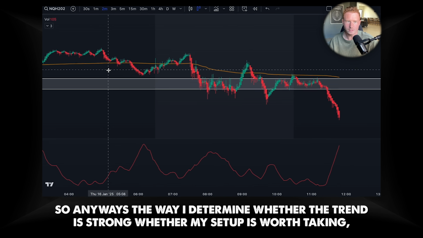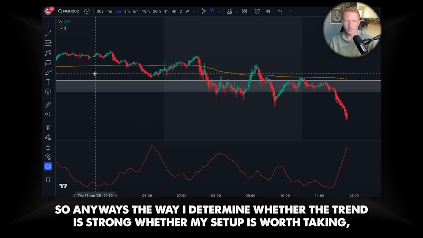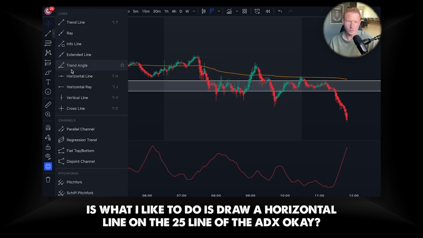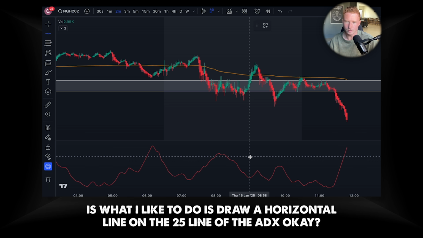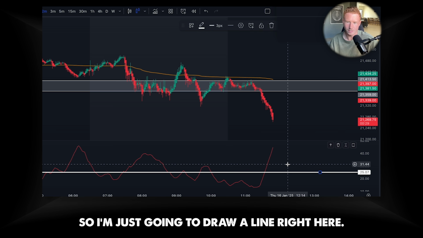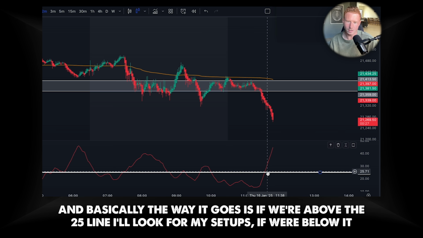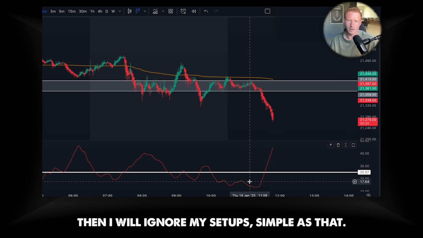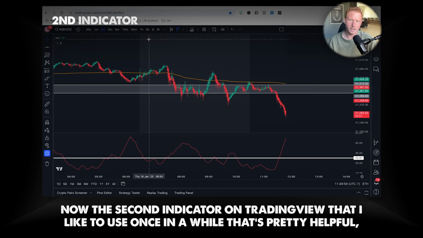So anyways, the way I determine whether the trend is strong, whether my setup is worth taking, is what I like to do is draw a horizontal line on the 25 line of the ADX. Okay, so I'm just going to draw a line right here. And basically the way it goes is if we're above the 25 line, I'll look for my setups. If we're below it, then I will ignore my setups. Simple as that.